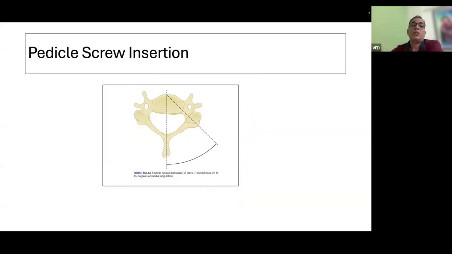If we are putting a screw in C7, or because of a fracture the lateral mass is not accessible and we are putting a pedicle screw, then generally the medial angulation should be 25 to 45 degrees from C3 to C7. From C5, C6, C7, we should go relatively parallel, and in C3 and C4, a slight caudal orientation should be there in the sagittal plane.